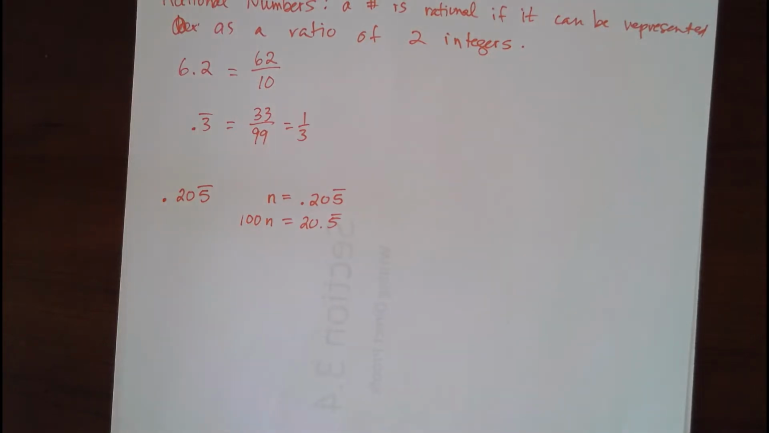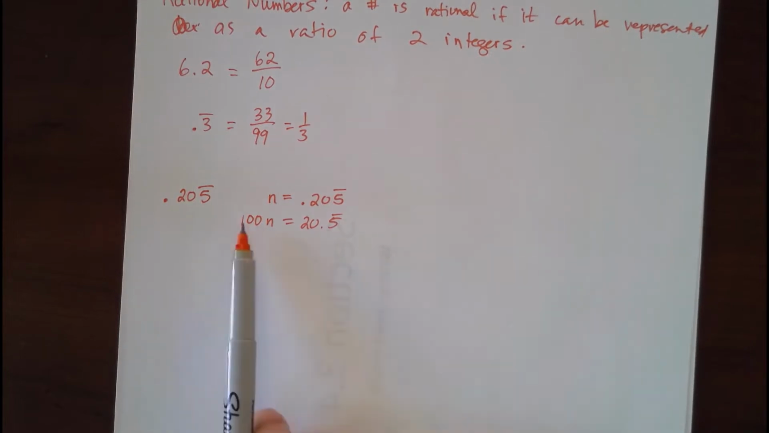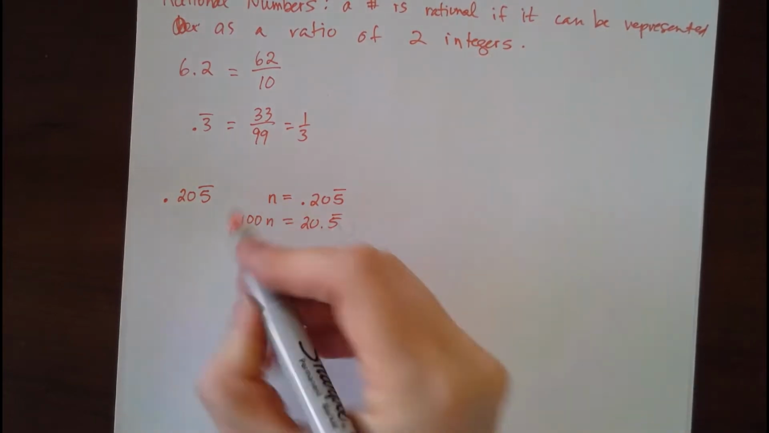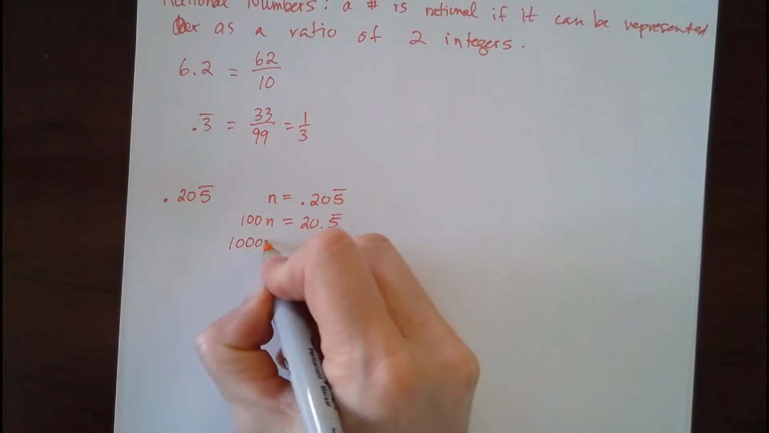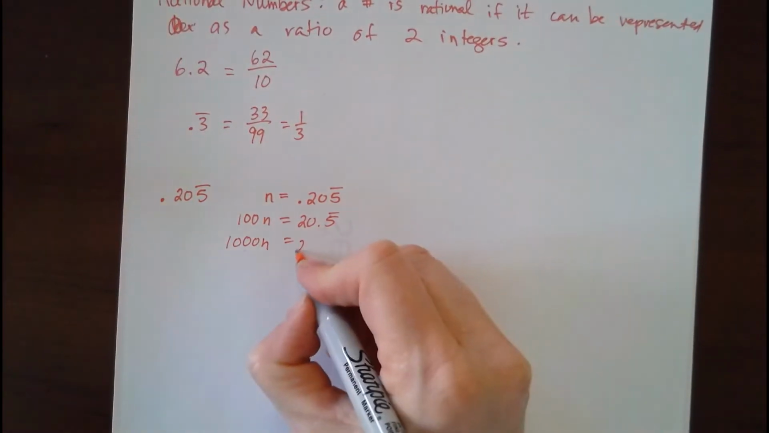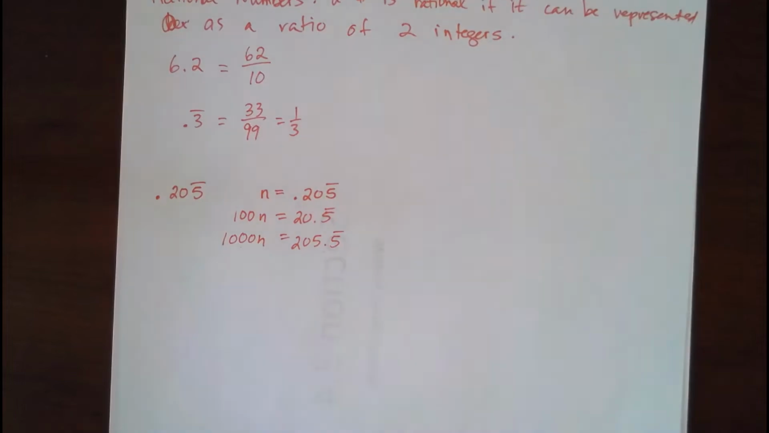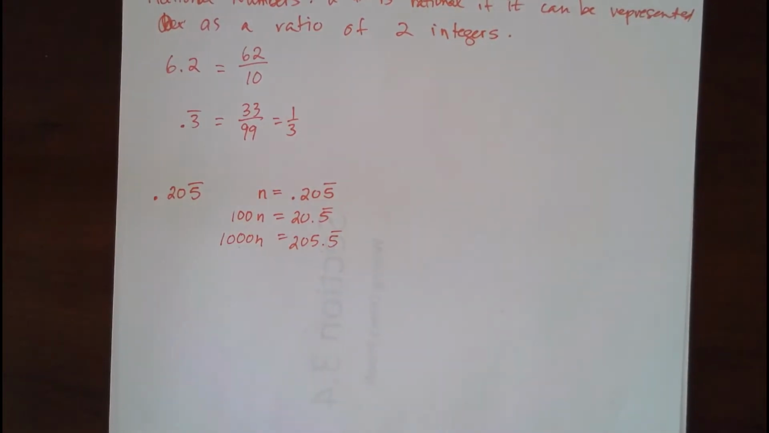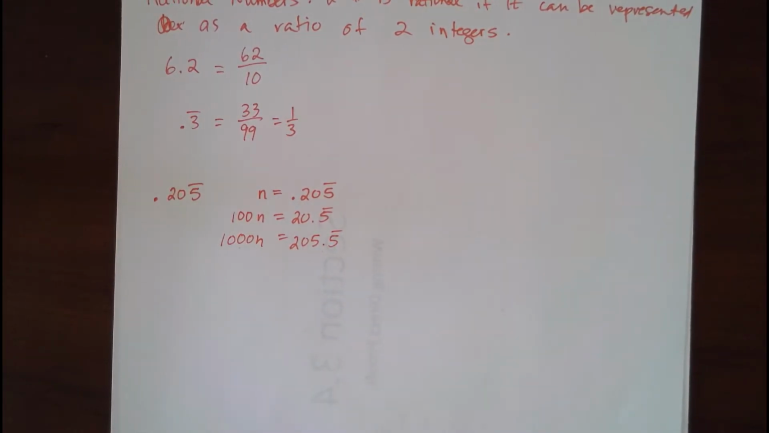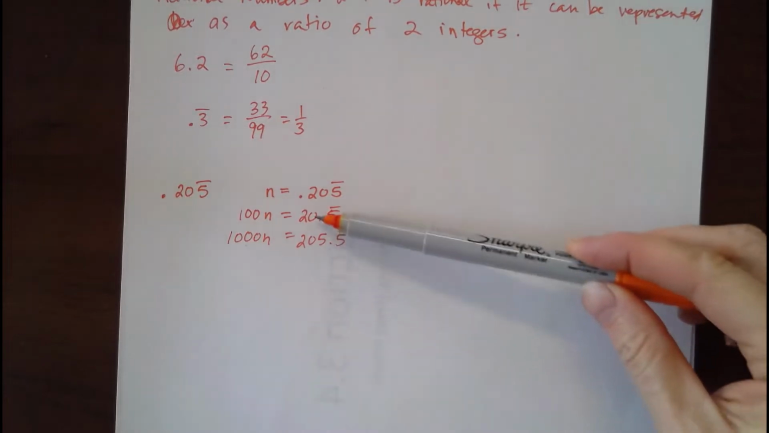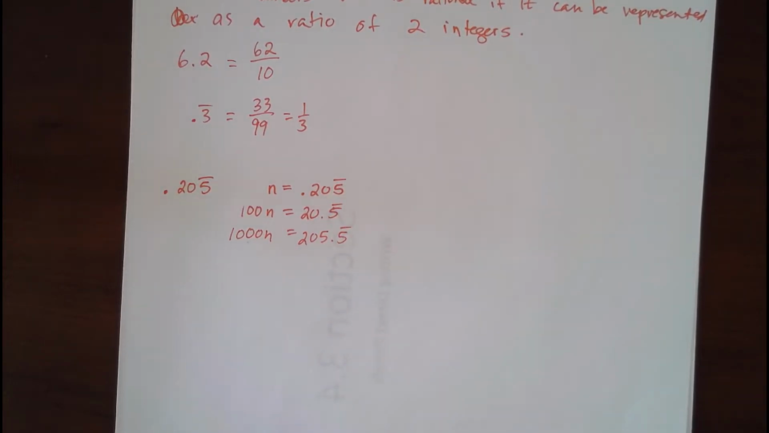There's just one of them. So to move it past that one digit, I would have to multiply both sides of this by 10. On this side I would get 1000n, and on this side I would get 205.5 repeating. There's an infinite number of 5s, so the 5s continue to repeat. But the nice thing is now if I subtract these numbers, all the repeating stuff goes away, and I'm left with an integer. So that is why I did all of this.